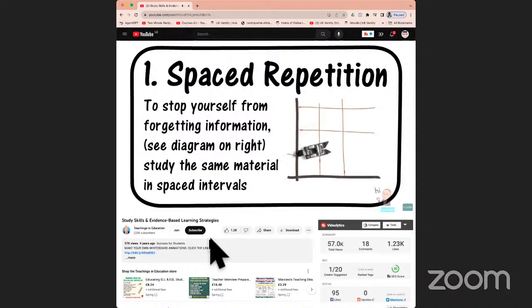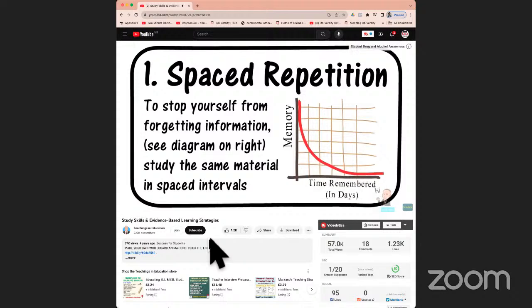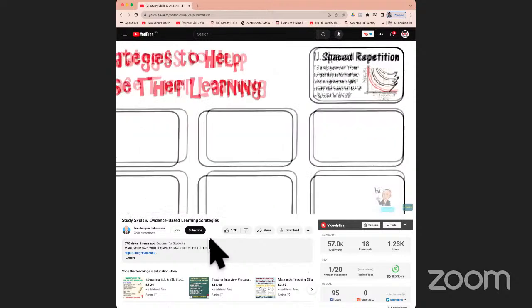Here is a diagram similar to the forgetting curve diagram, where the y-axis is memory and the x-axis is time remembered in days. The graph shows that memory decreases over time unless you make repeated attempts to memorize it again. Notice it is done in spaced intervals.